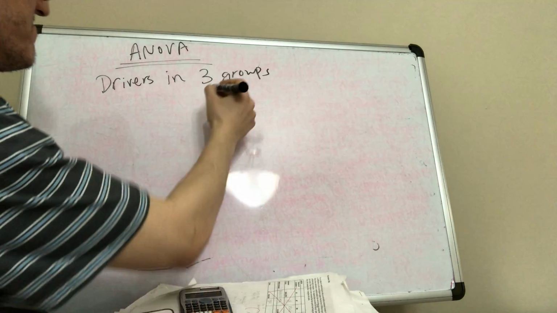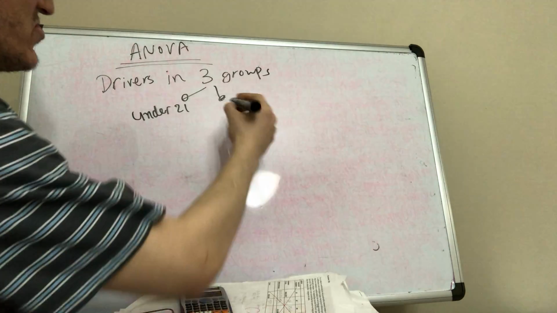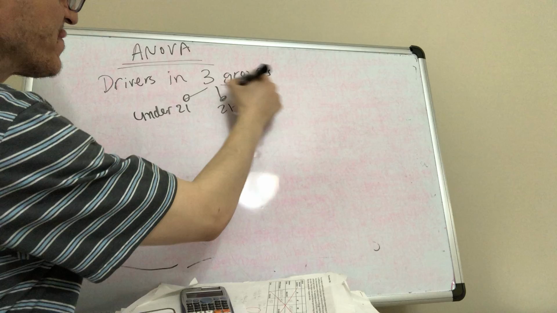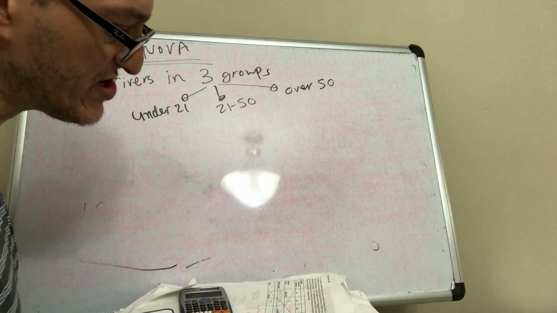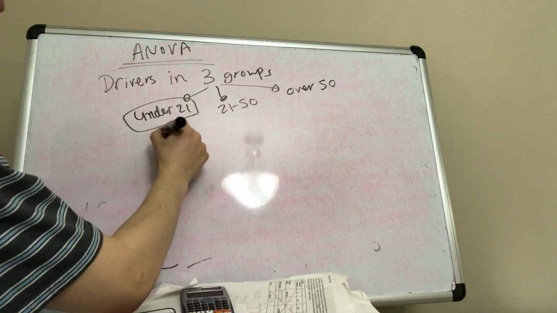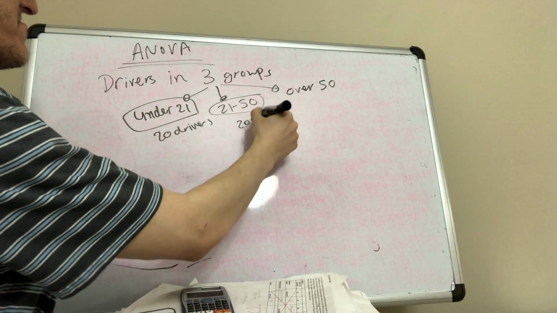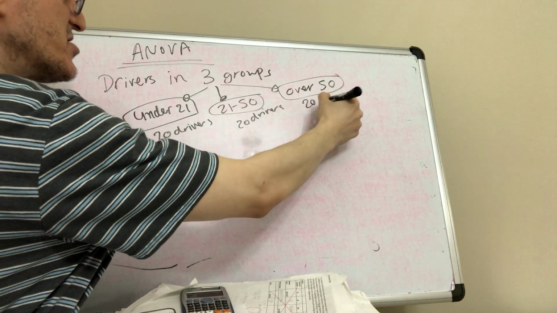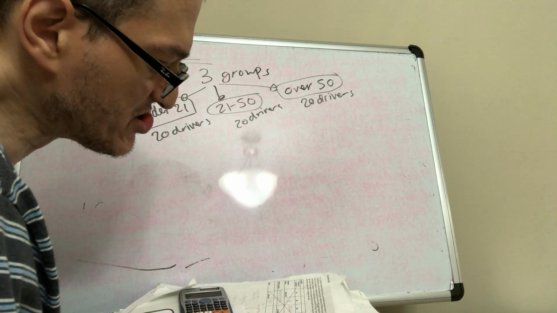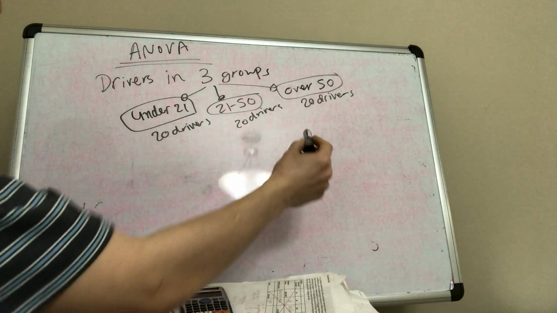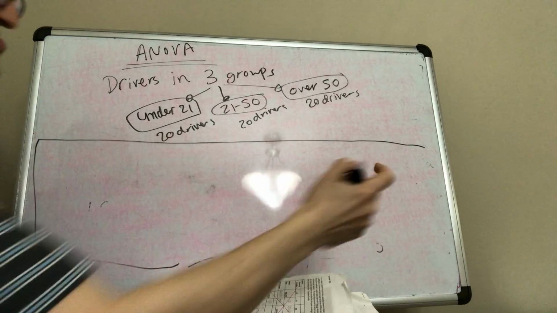The first group under 21 years, second group 21 to 50, and the last group over 50. With 20 subjects. So in this group, they have 20 drivers. In this group, they also have 20 drivers. And in this group, they also have 20 drivers. And the engineers recorded the speed, and it was given in the ANOVA table. So they give you the information in the ANOVA table, and they just want you to fill in the blank.